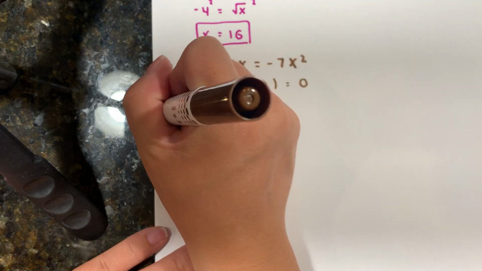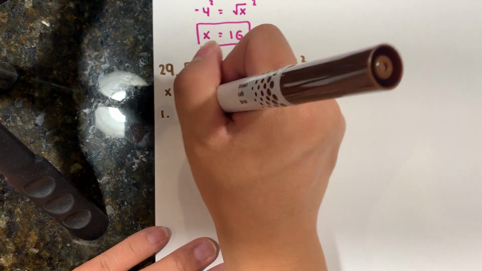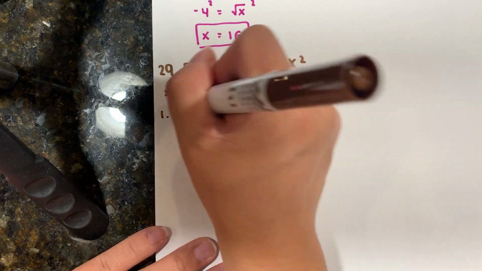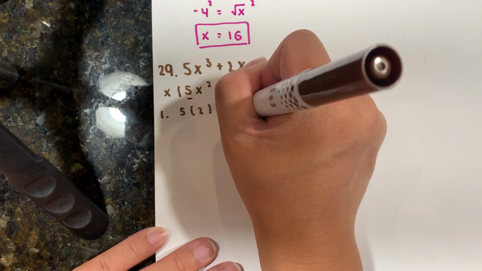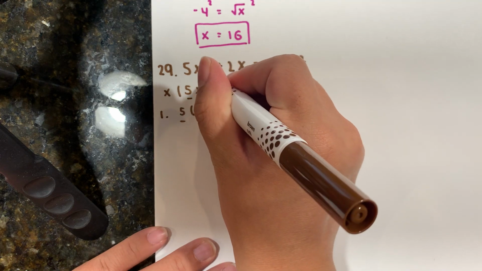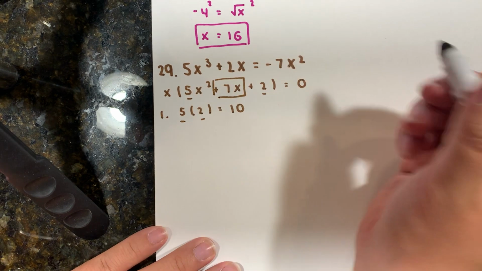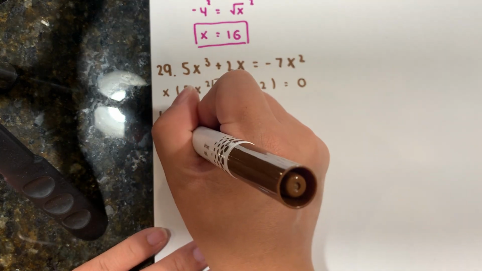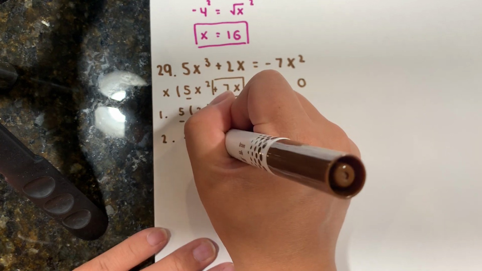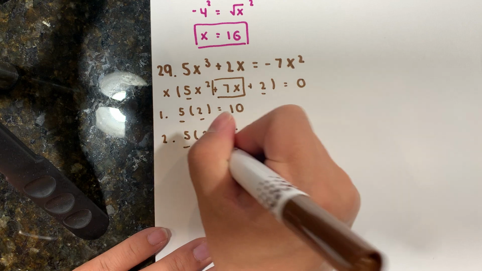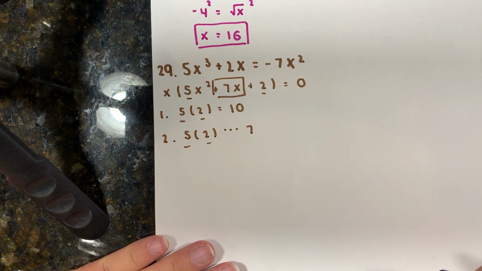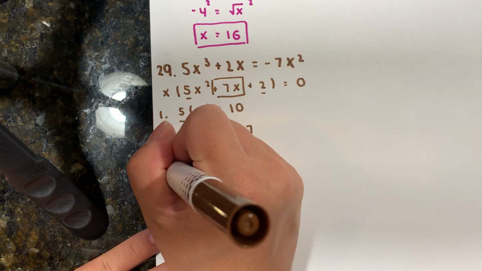Now for step number 1, you're going to multiply the first and the last term. So that would be 5 times 2, which gives you 10. 5 plus 2 actually does give us 7x. So step 2, I found my factors of 10, which are going to be 5 and 2, and they add up to 7, which means that 7x is going to be replaced with 5x and 2x.